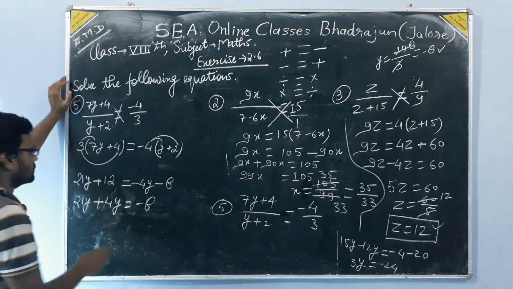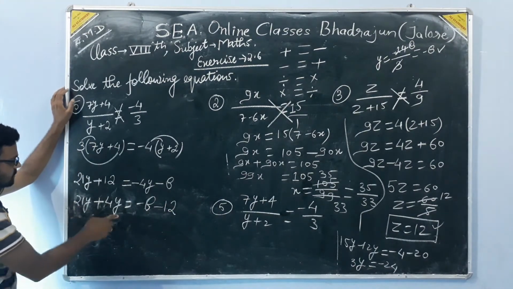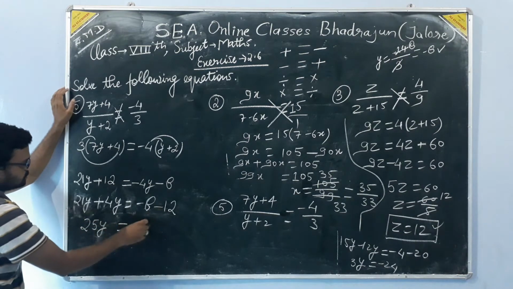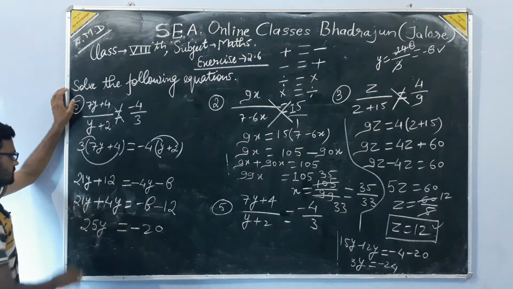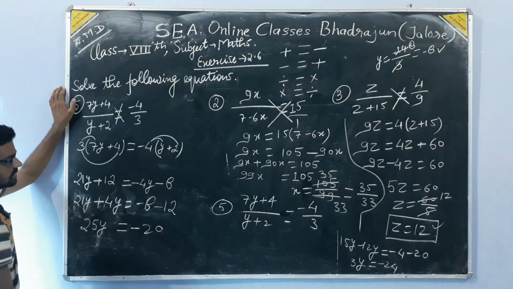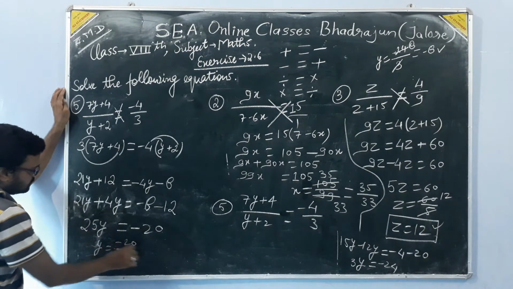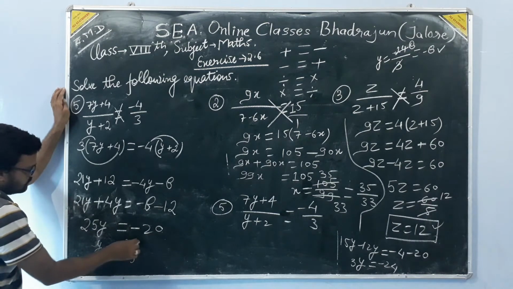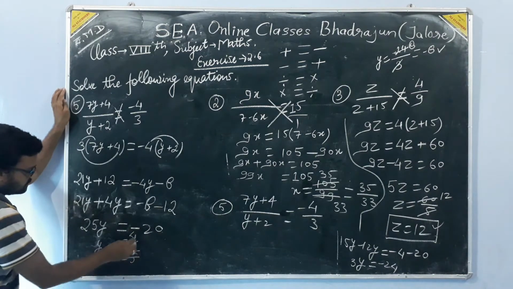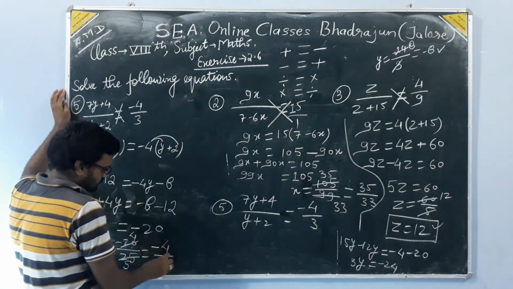This is plus 12. When we transfer it, this is minus 12. Okay, 21y plus 4y is 25y, which is equals to 12 plus 8 is 20, minus 20. Okay, hence y equals to minus 20 upon 25. Now we will divide by 5. 5 4s are 20, 5 5s are 25. So our y equals to minus 4 upon 5.